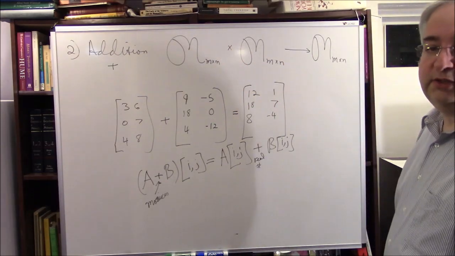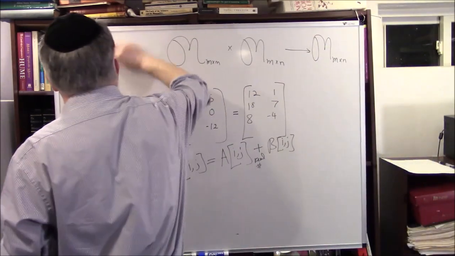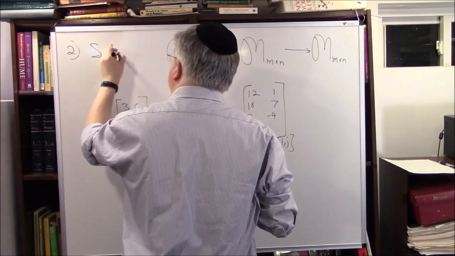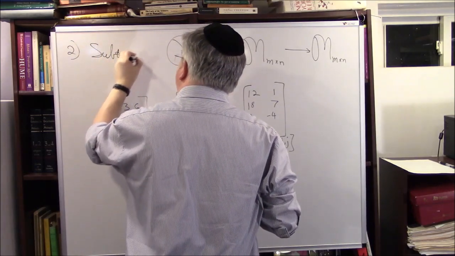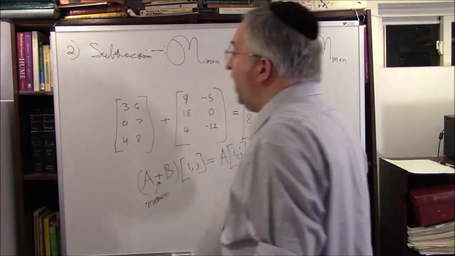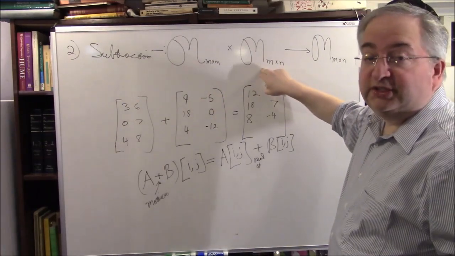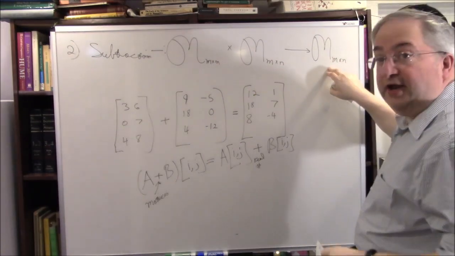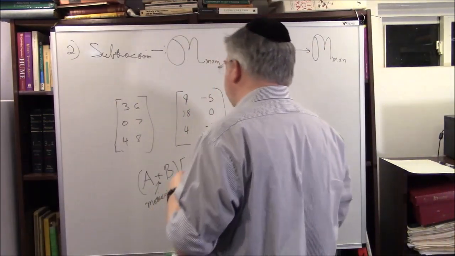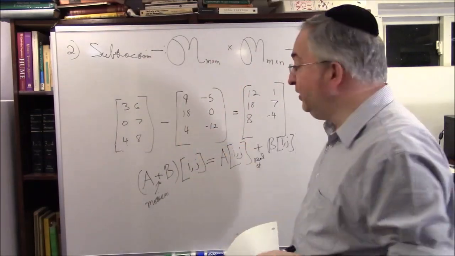Okay, great. Guess what? We're going to do another operation. Take a picture. Let's do another operation: subtraction, which is minus. Again, it takes an m by n matrix and another m by n matrix, the same size, and outputs another m by n matrix. I can do this because you don't have an eraser. You have to copy the notes.